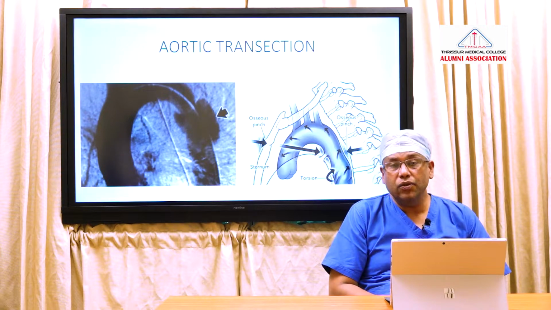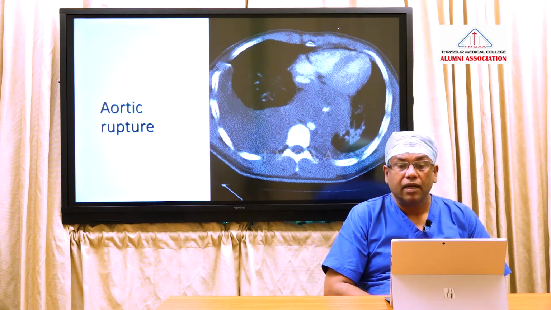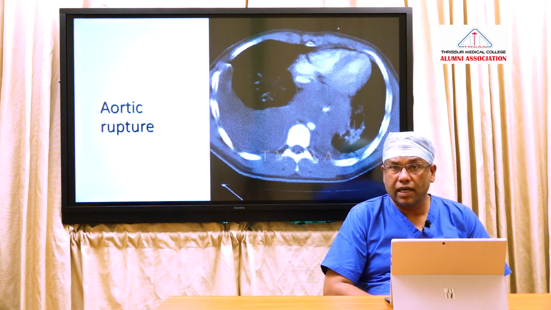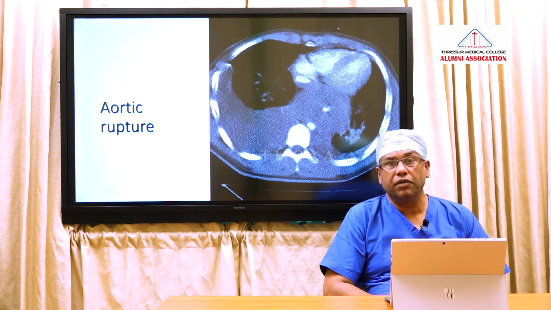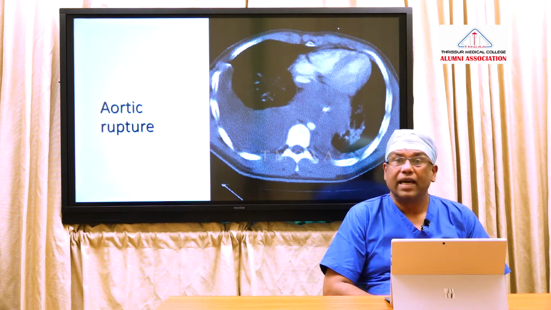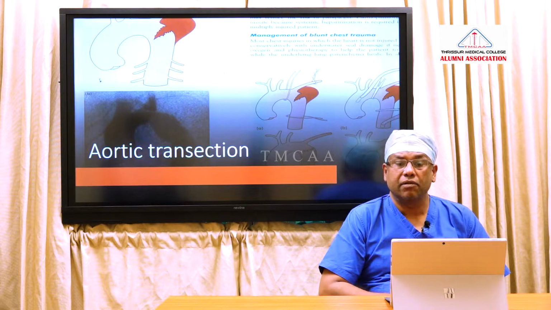But when there is a slow rupture and there is a leakage, the investigation of choice, as shown in the picture, is a CT. It is a contrast spiral CT, which will tell you exactly where the lesion is and where the leakage is. And there is no role for any conservative treatment. You need to do an emergency, rapid exploration, and then explore the arch of aorta and repair the segment.